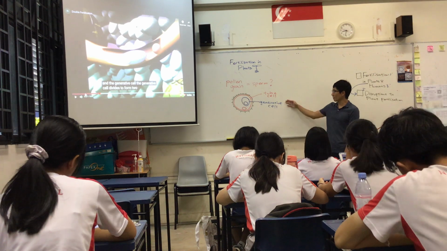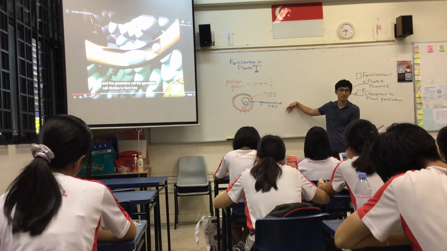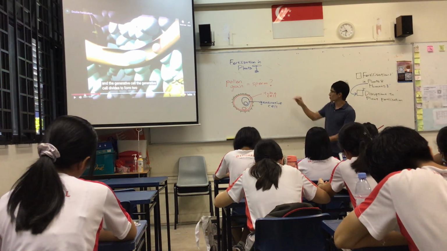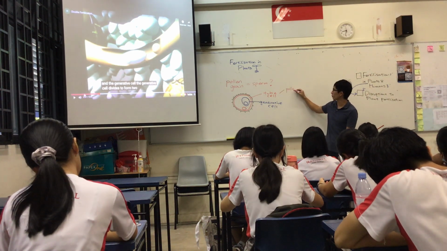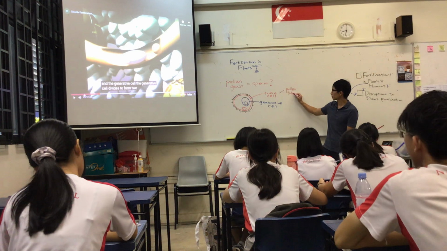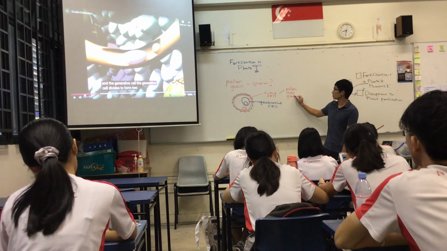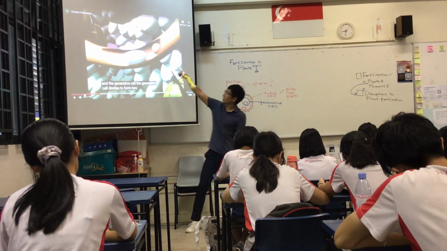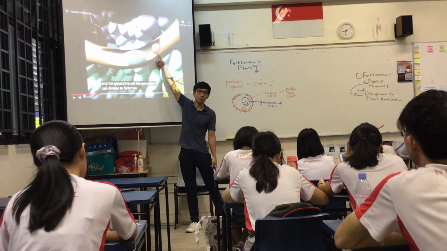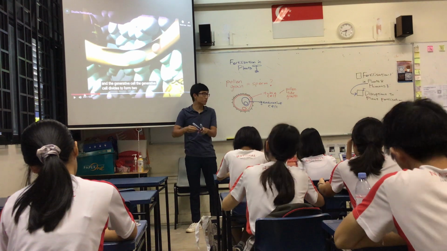Thank God the names of the cells make sense. Because the function of the tube cell is for the pollen tube to grow. It controls the growth of the pollen tube. And that's why when we watched the video earlier on, you saw a nucleus following just behind the pollen tube. That's the tube cell nucleus.